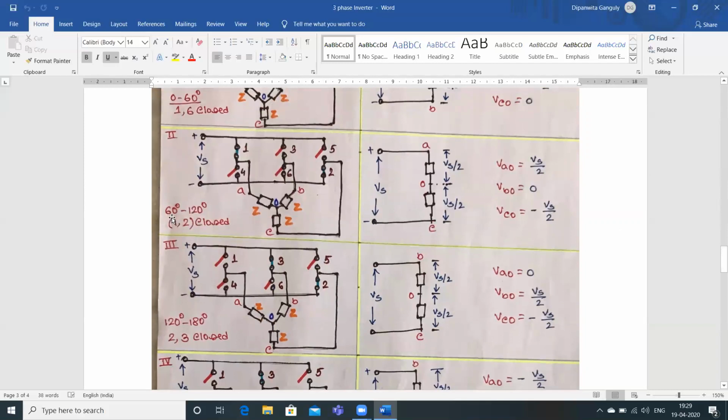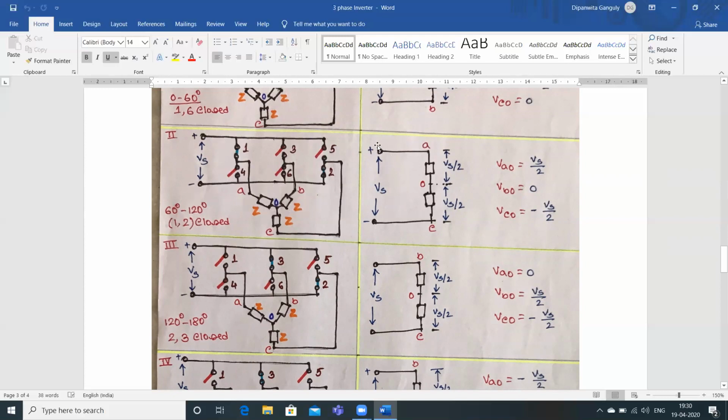Here for the 60 degree to 120 degree mode of operation, stage 2, switches 1 and 2 are closed, remaining all are off. So here phase A is again connected with the positive terminal of the source and phase C is connected with the negative terminal of the source via switch 2, as switch 2 is closed. So this circuit can be represented as this. This is my DC voltage source Vs.